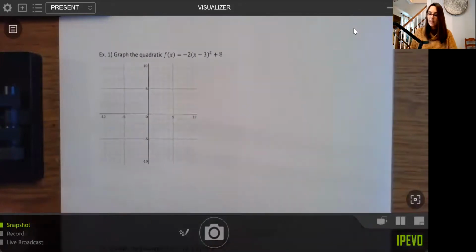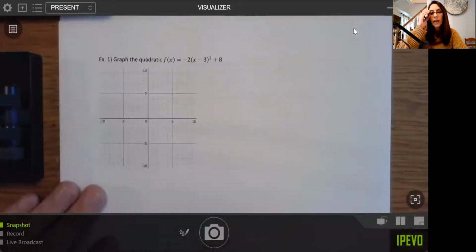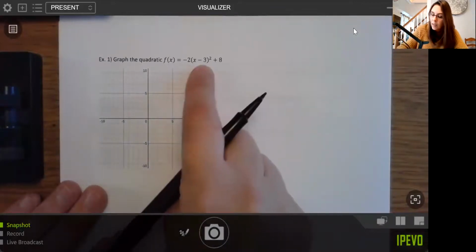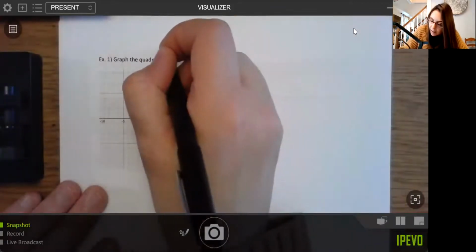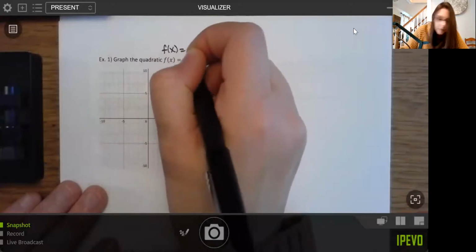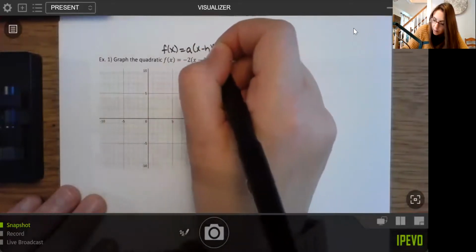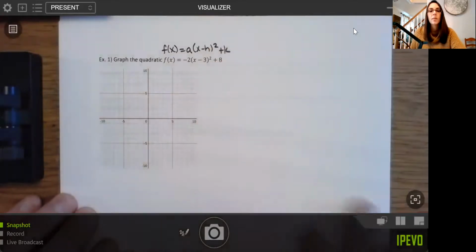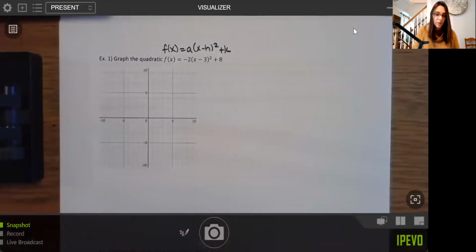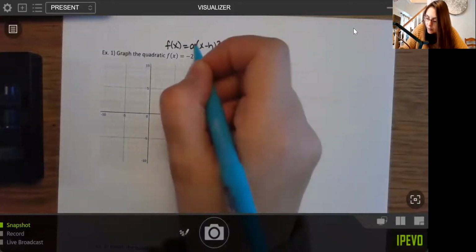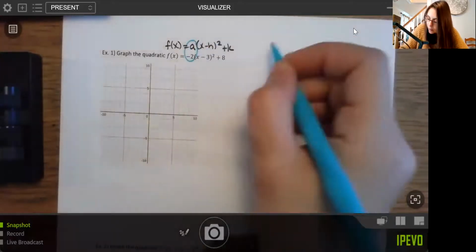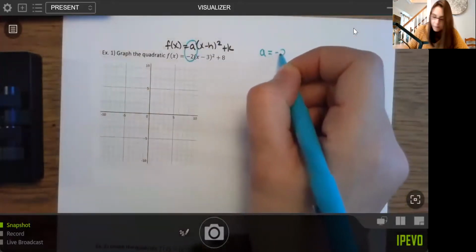All right, so let's try an example here. And this is in vertex form because I do see we have that parentheses. So what I'm going to do to start is write the general form right above it, because I think that'll be helpful so we can match up the different parts. So this is the vertex form. That outside multiplier here, that's your a value. So our a here is -2.